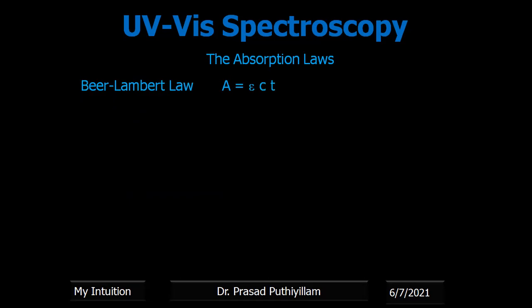Now, combining Beer's law as well as Lambert's law. Beer's law says that the absorbance is directly proportional to concentration. Here, C represents concentration. Lambert's law says that absorbance is directly proportional to thickness or path length. And here, this is the molar absorptivity, or the extinction coefficient, a constant value, which makes the proportionality an equality. That means A is directly proportional to C as well as t, or A is equal to epsilon Ct.